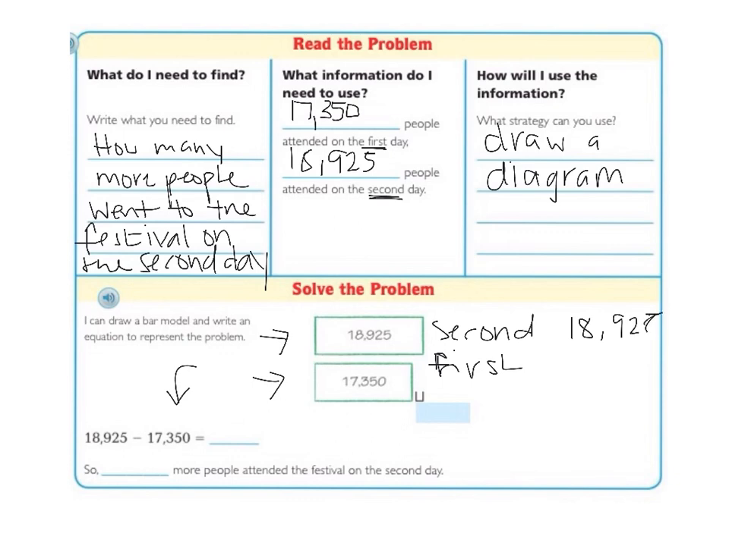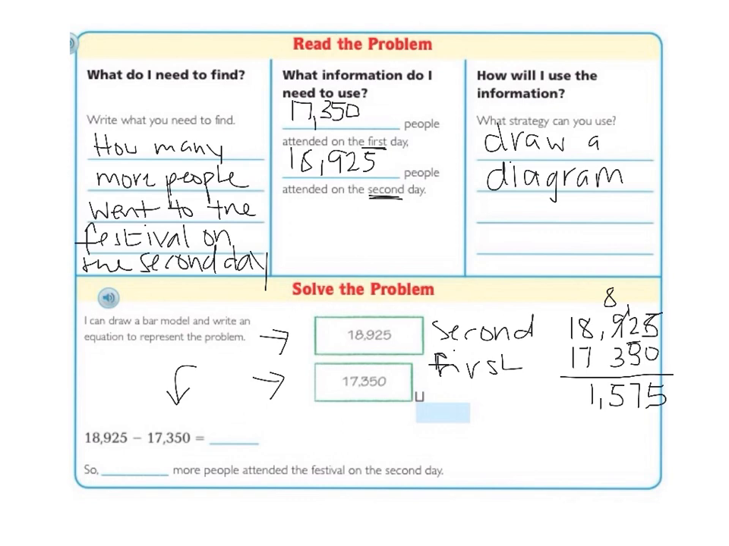18,925, and then underneath it we'll line up 17,350. 5 minus 0 is 5. 2 minus 5 I can't do, so I have to borrow from my 9. That becomes an 8. Then I have 12. 12 minus 5 is 7. Moving on to our next column, we have 8 minus 3 is 5. Then 8 minus 7 is 1. And 1 minus 1 is 0.